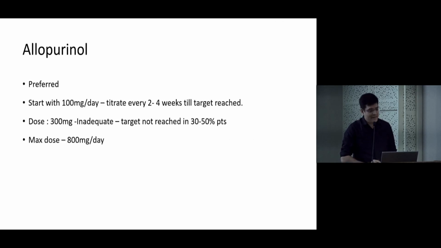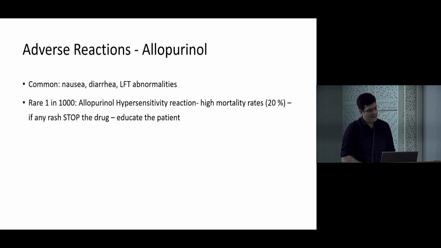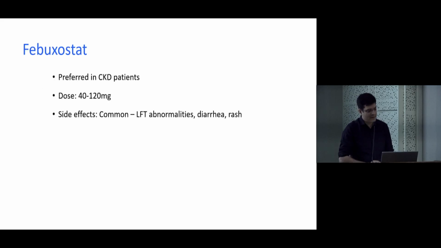Allopurinol is the preferred agent. So we start with 100 milligrams a day and we titrate. The usual 300 milligrams may not be enough to control the disease, and the maximum we can go up to is 800 milligrams. Adverse effect I discussed regarding the allopurinol hypersensitivity reaction. So we must educate our patient. If they get rashes, they have to stop it and inform.